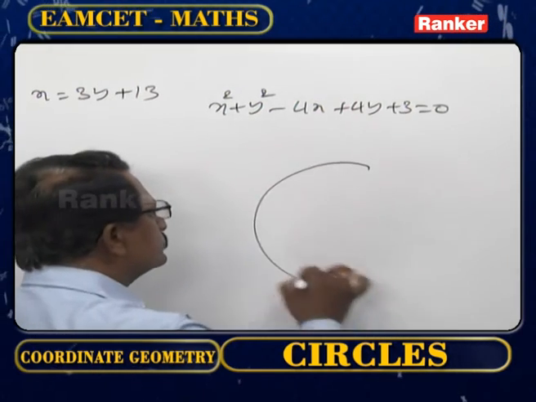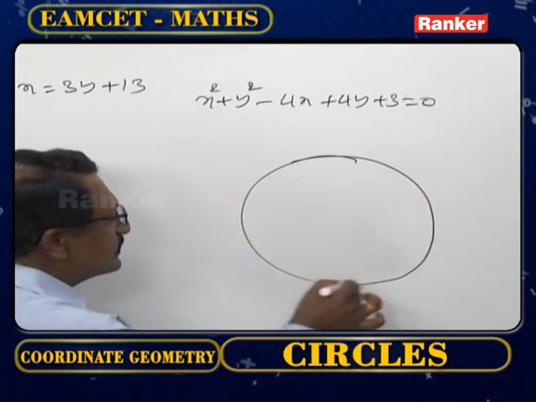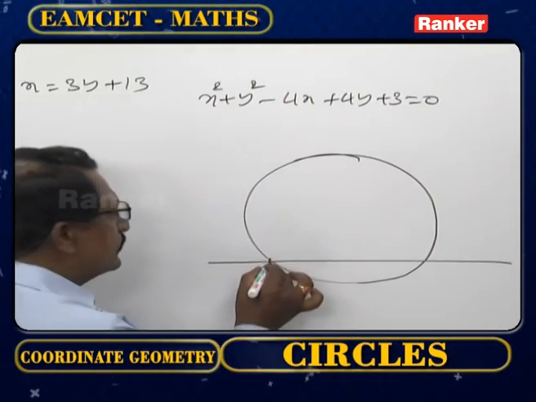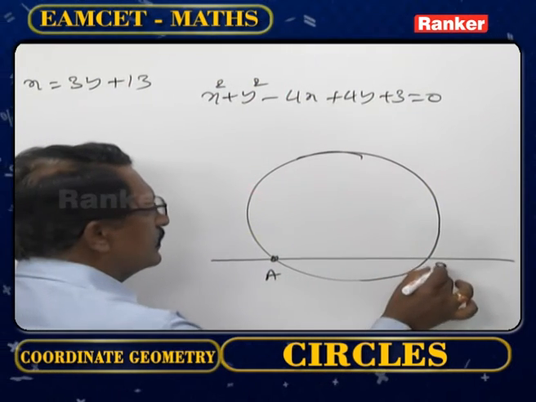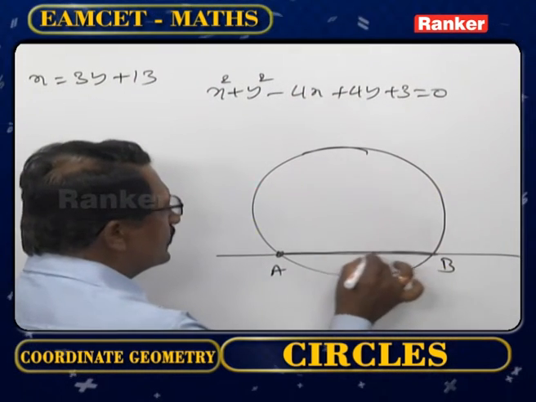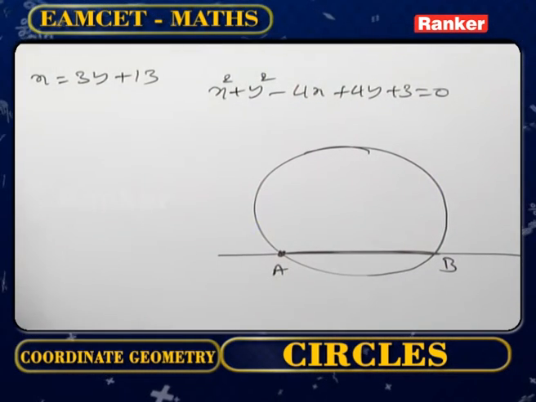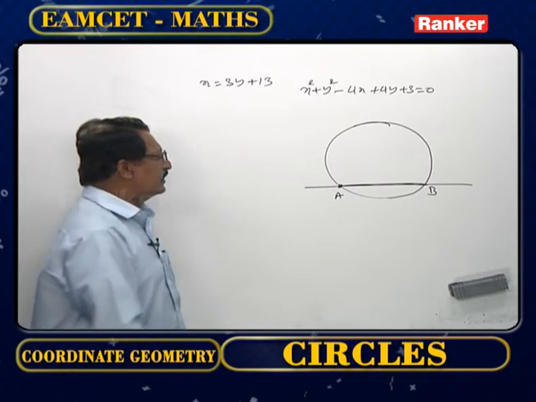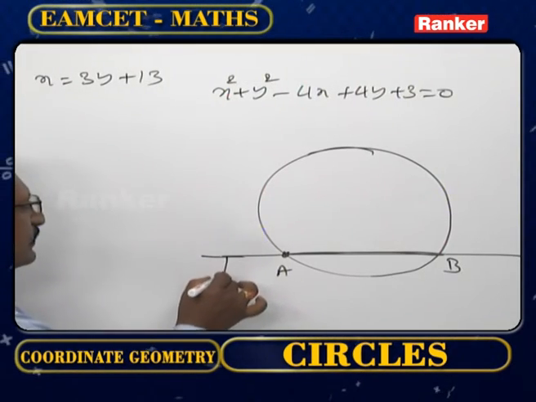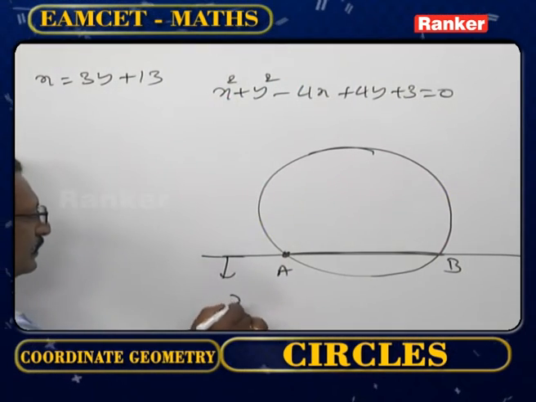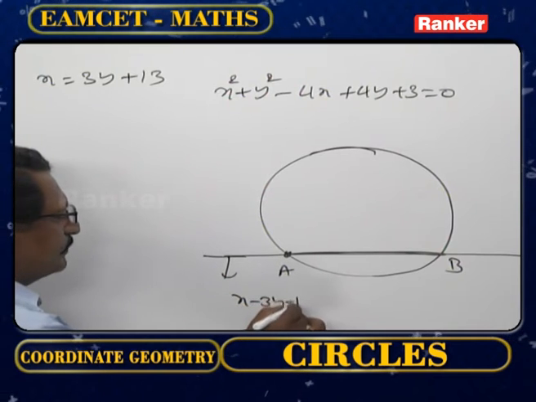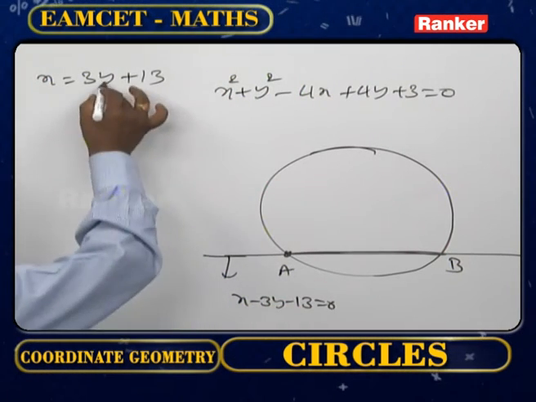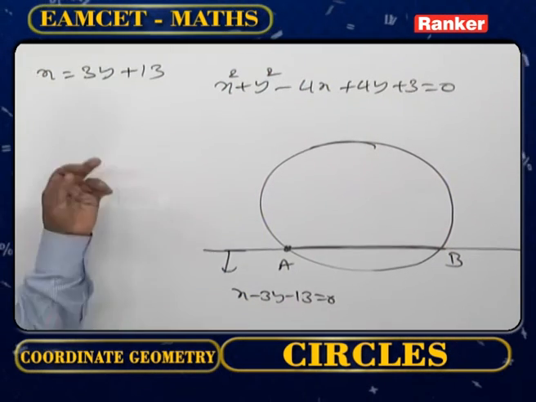Suppose a circle and a straight line intersect at 2 points A and B. Now, AB is called the length of the chord. The distance between A and B is called the length of the chord. Now, the equation of the chord given is x minus 3y minus 13 equals to 0.